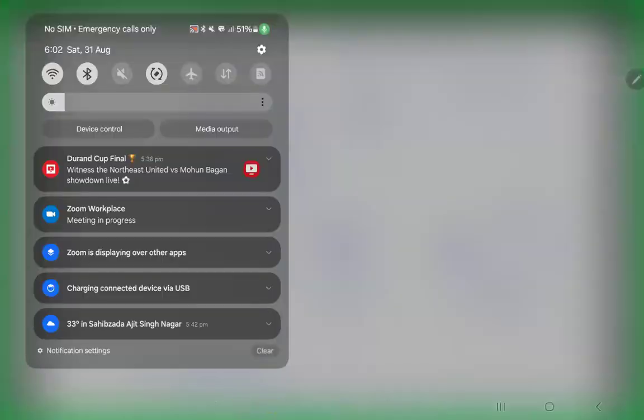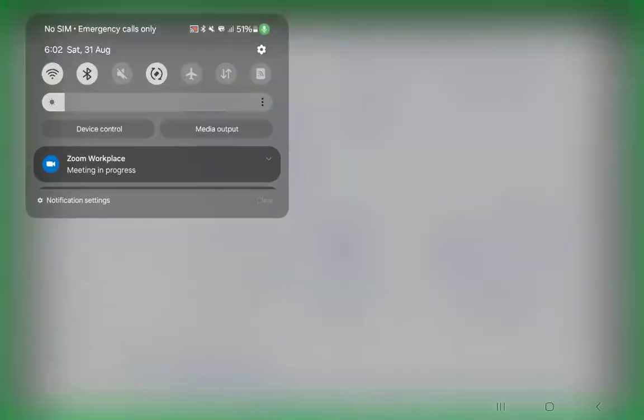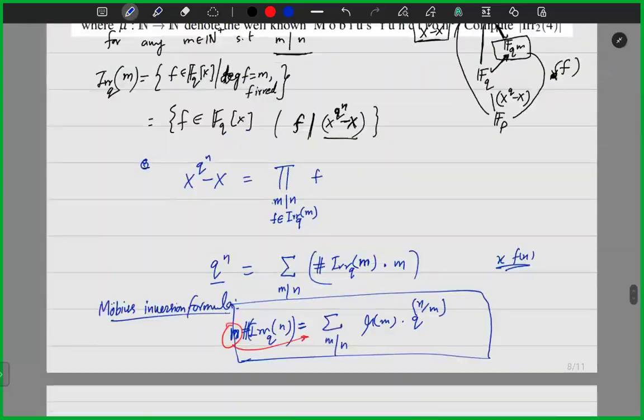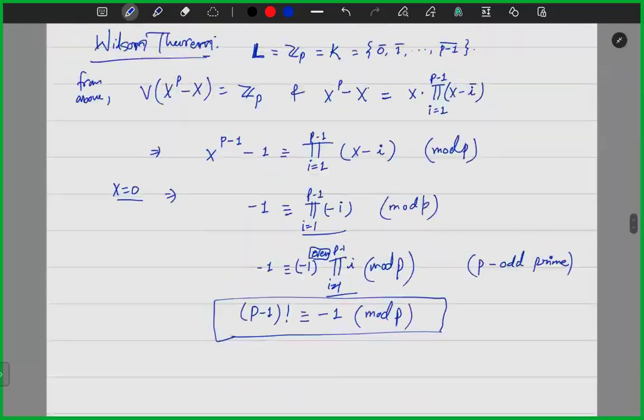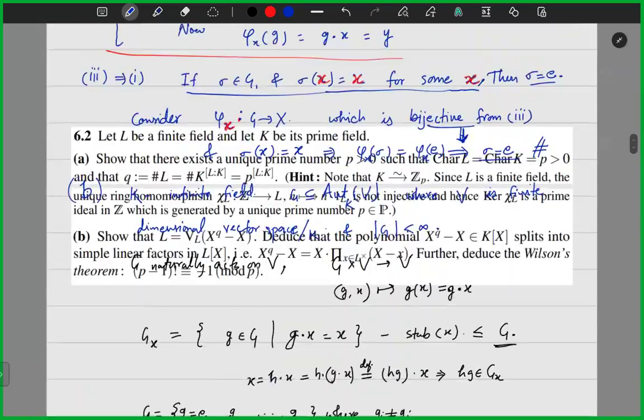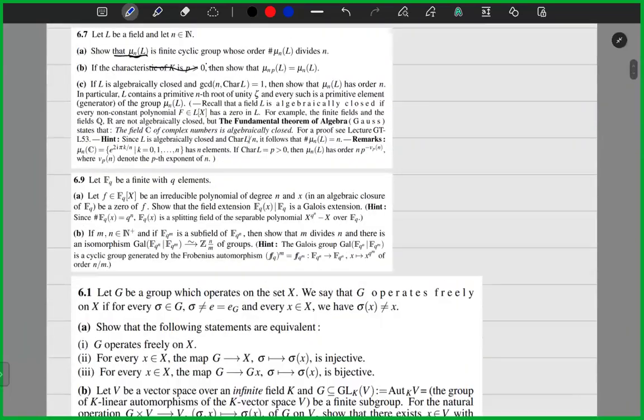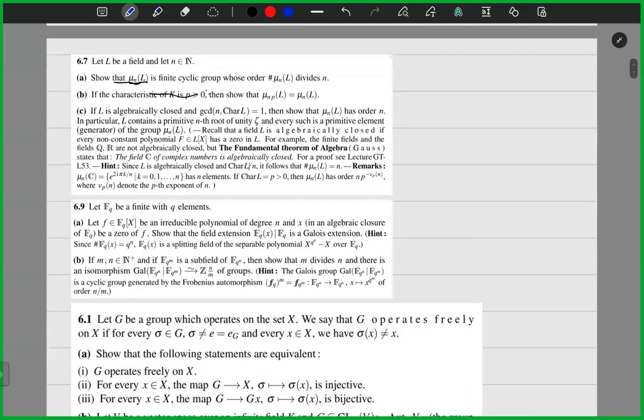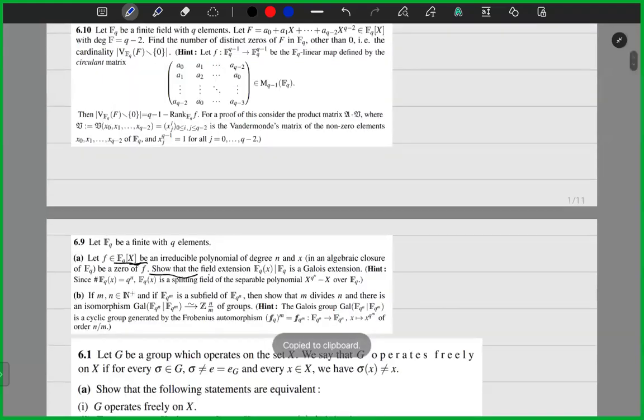I hope you understand this calculation. And we are almost out of time, so I don't think I should do more, but I can solve one question if you wish, 6.7 or 6.9. Let's do 6.7, this one.